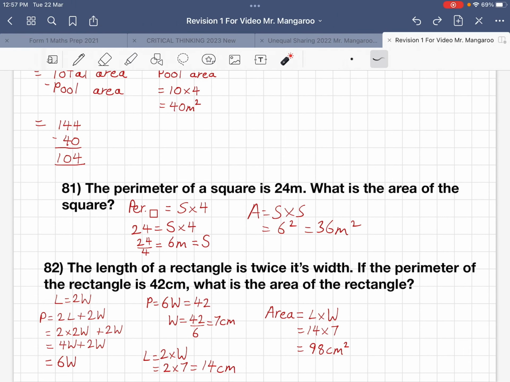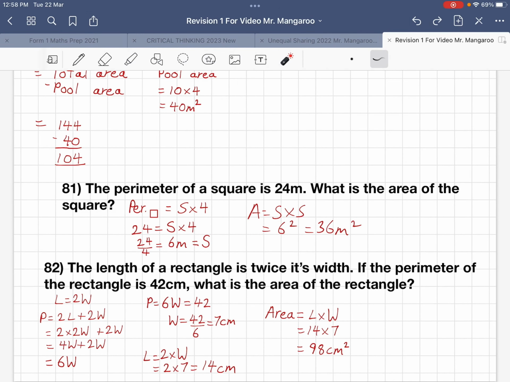The perimeter of a square is 24 meters. What is the area of the square? So we can use the perimeter to determine one side. So 24 divided by 4, because we have 4 sides, is 6. So one side is 6 meters. So the area will be 6 times 6, which is 36 meters squared.